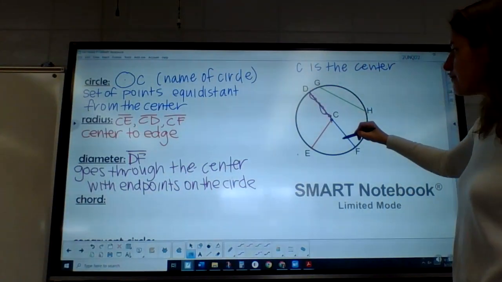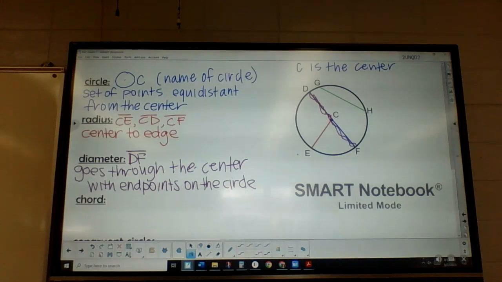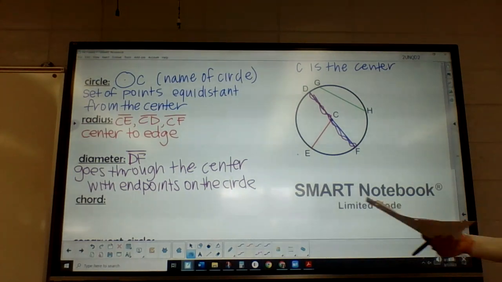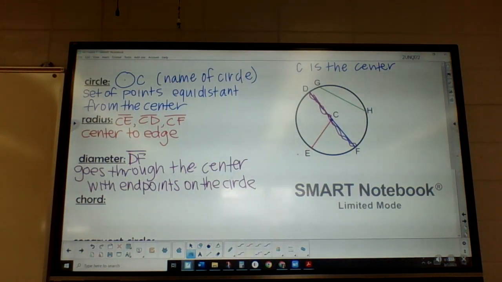So DF would be our diameter, all the way across through the center. If we have a perfectly circular lake and I said we were going to swim across the lake, we would go through the center. That would be the furthest distance across.